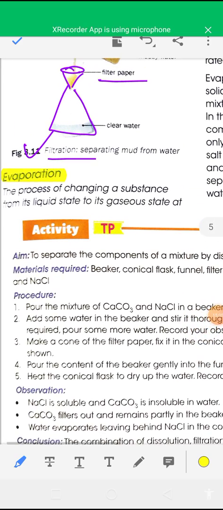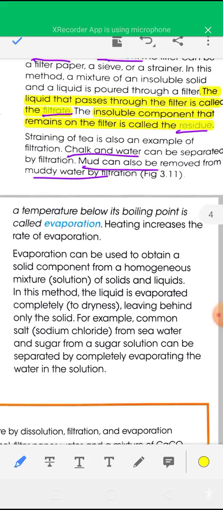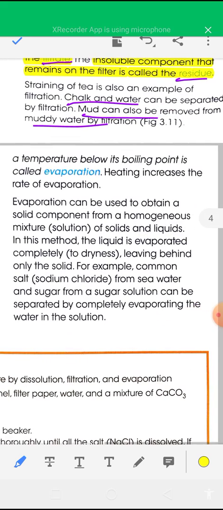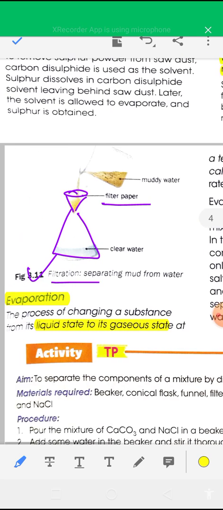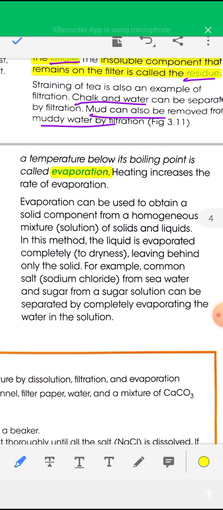The process of changing a substance from liquid state to its gaseous state at room temperature, at a temperature below its boiling point, is called evaporation. The process of changing a liquid into gas below its boiling point is known as evaporation, and heating increases the rate of evaporation.